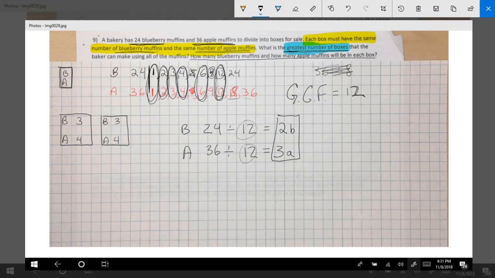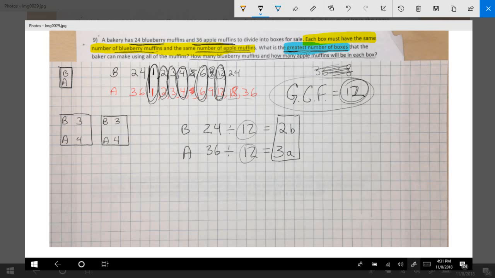So let's go back to my question, because there's a lot of different questions that could be asked in these situations. We want to make sure we're actually answering the question, because a lot of people, once they get the hang of these, start thinking, oh, I got the greatest common factor, the greatest common factor is 12, so 12 is the answer. Well, not necessarily. What if it said how many blueberry muffins are in each box? How many apples are in each box? How many muffins are in each box? So it says, what is the greatest number of boxes that the baker can make using all of the muffins?